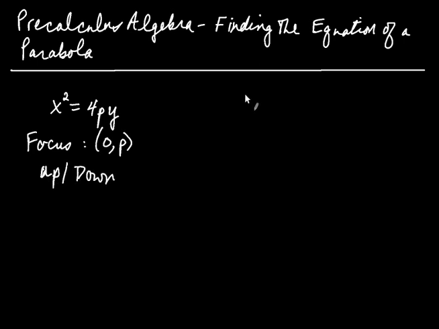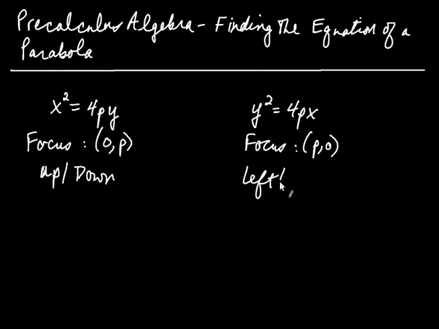Okay, and then if a parabola opens left or right, the equation is y squared equals 4px. Notice that that's not a function, and the focus for this parabola is going to be p comma 0. And so that parabola opens left or right. So what we're doing in this video is we're trying to find one of these equations given some information. So let's see an example.